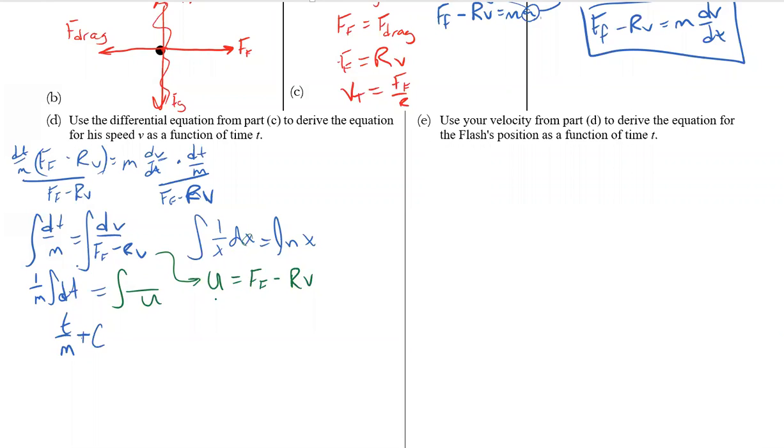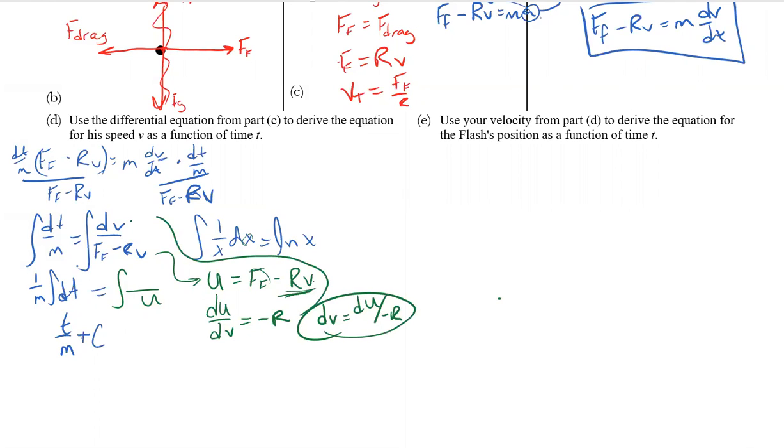So what I'm going to do is take the derivative of this u function with respect to the velocity. Well, what's the derivative of a constant? It's 0. What's the derivative of this term with respect to the velocity? It's negative r. So when I do that, I can solve for dv and say dv is du over negative r, and then plug that back in to the numerator. So I would have du over negative r.